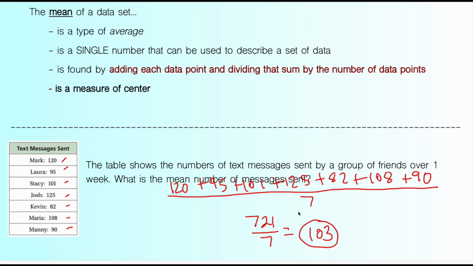So anyways, that is an example of how you find the mean, how you find the average. Add them all up, divide by the number of things. But the other thing we're doing today is looking at outliers, and we're going to be specifically talking about how an outlier impacts a set of data. So first, what is an outlier?